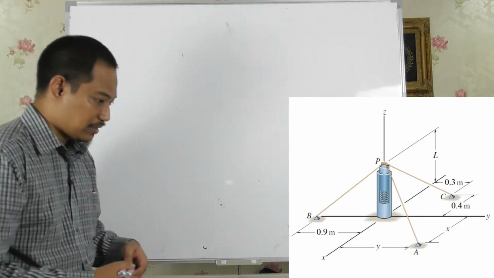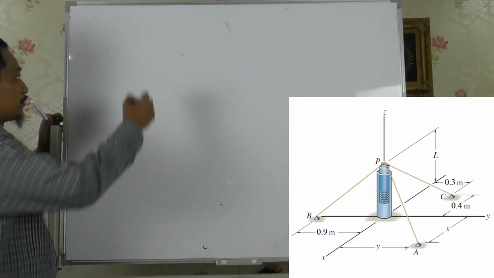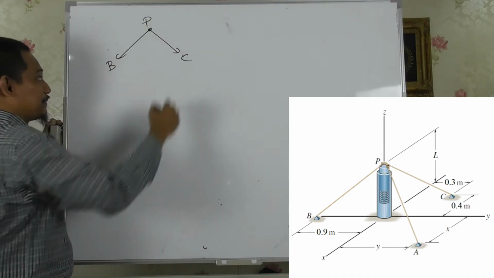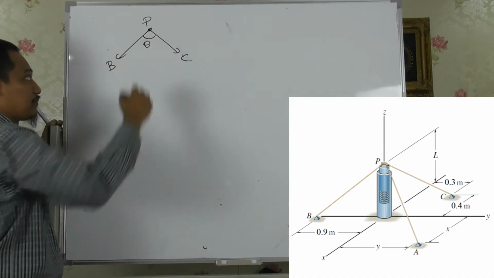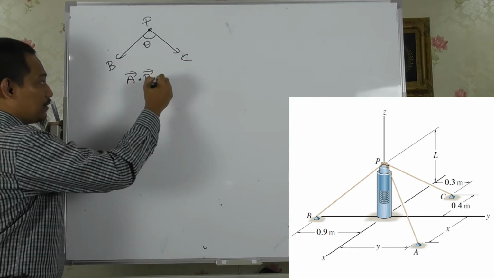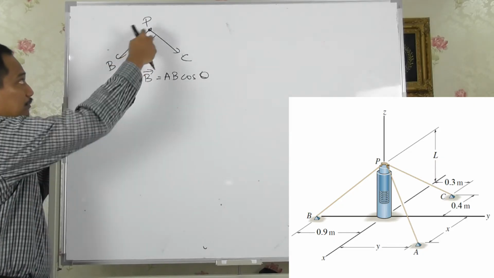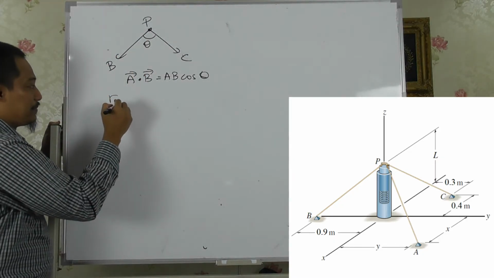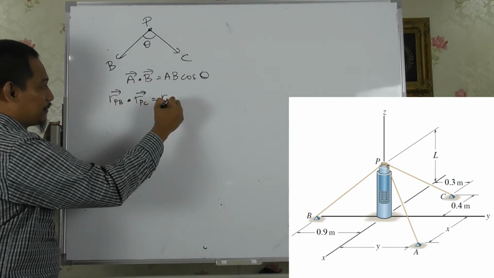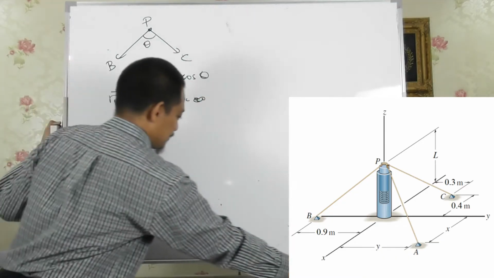So part B, just to refresh, is the angle between PB and PC, right? So what is the angle here? The concept that we will be using is simply A dot B equals A B cos theta. So for example, the vectors you can use are RPB dot RPC equals RPB RPC cos, what is this?